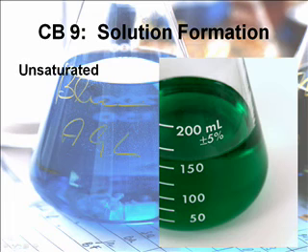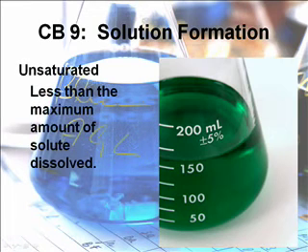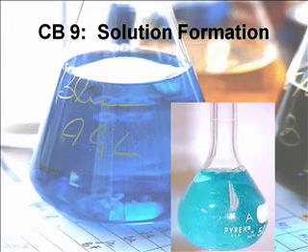All right. Now you can also have an unsaturated solution. That's less than the maximum. And how can I tell if I have a saturated solution versus an unsaturated solution? In an unsaturated solution, there's no stuff at the bottom. If you look at this green flask, there are no little particles at the bottom, like green floaties, if you will. So they all dissolved. If there are no floaties, then it's said to be unsaturated.